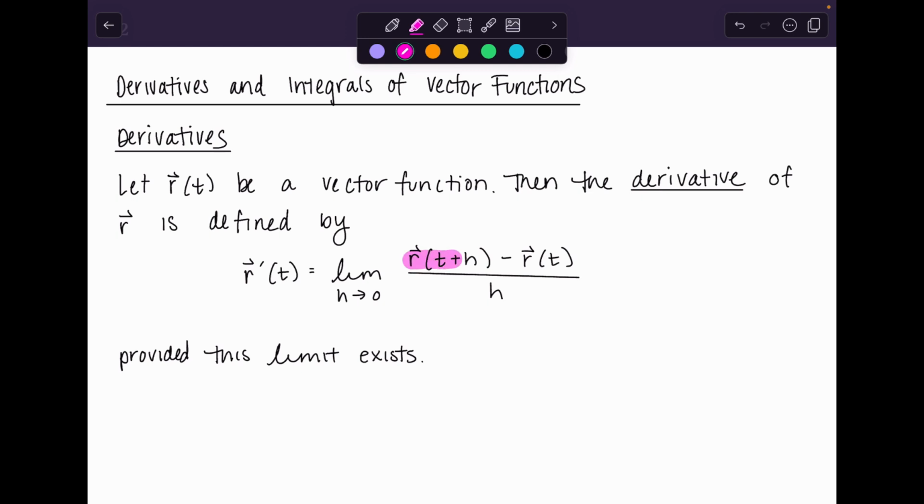So the only difference is here, when you go to subtract the two vectors, what you would do is subtract those two things component-wise. Dividing by h is like dividing by a scalar, so it divides component-wise. And then we know when we take a limit of a vector function, it's taking limits component-wise. So really, all you're going to do to take a derivative of a vector function is take the derivatives component-wise.